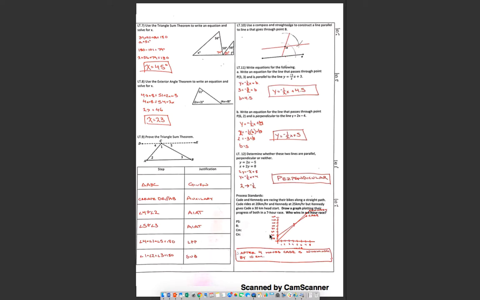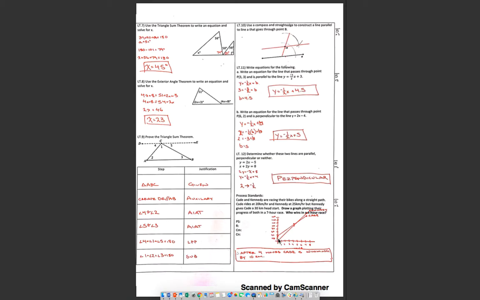All right, over here, you needed to draw a graph and plot the progress of Cade and Kennedy in their 7-hour bike race. And then ultimately, the question is, who wins in a 4-hour bike race? Well, again, you got to be able to kind of write some equations here. The equation for Kennedy would just be y equals 25x. This is the rate. She has no y-intercept, but Cade has a y-intercept. He gets a 30-kilometer head start, so it's y equals 20x plus 30.